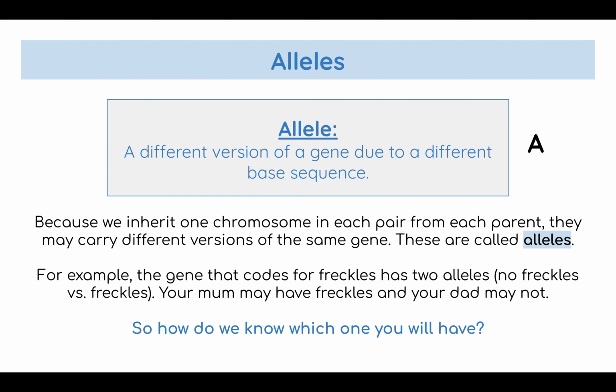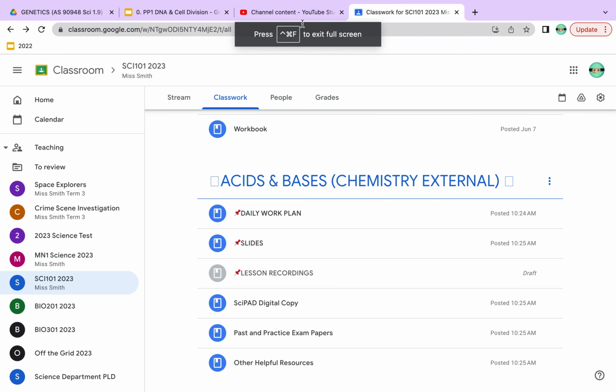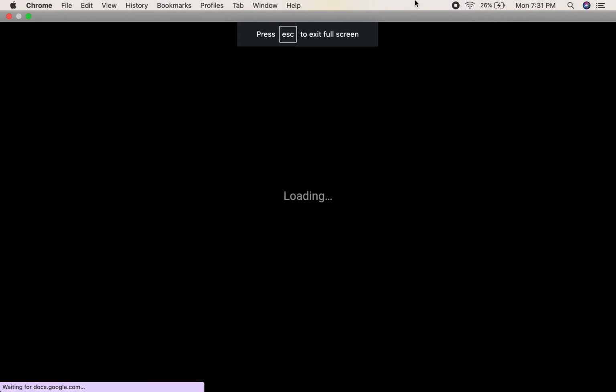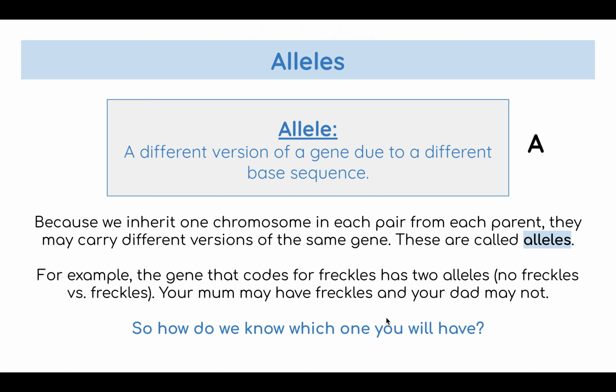Okay, I just talked about if your mum and dad gave you 2 different versions of a gene, those versions are called alleles. So they are different versions of genes due to a different base sequence. So if on your chromosome that you got from your mum, it had a big long base sequence, and then the letters or the bases on the version that you inherited from your dad, if the letters are in a different order or there is slight differences in the letters, they will be different, and they are called different alleles.